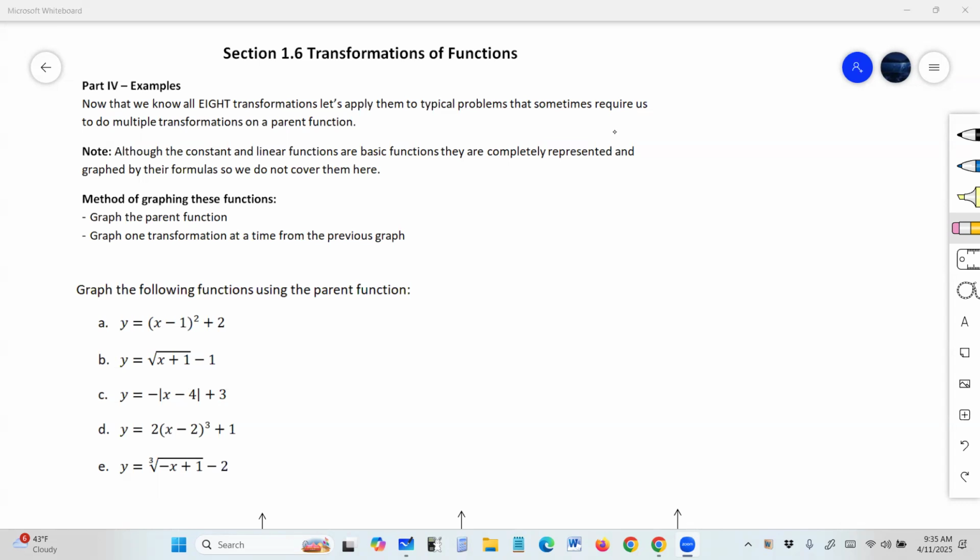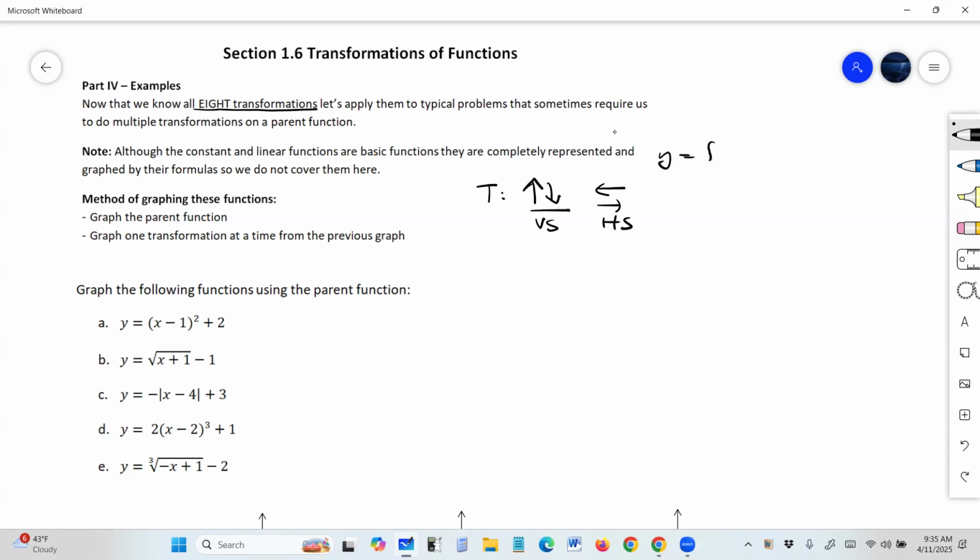Now, remember, we've covered already all the 8 transformations, and I'm going to remind you what they are, but we're only going to be focusing on the primary 6. Okay, so here are the transformations. So I have translations, which is a shift up or down. Those are the vertical shifts. We have the shift left or right. Those are the horizontal shifts.